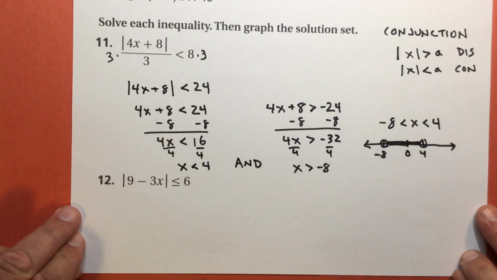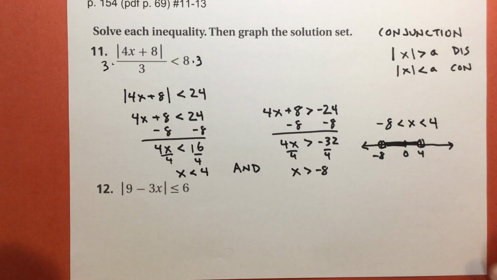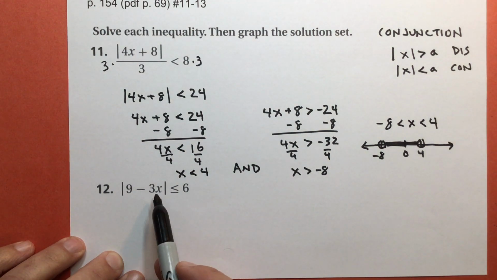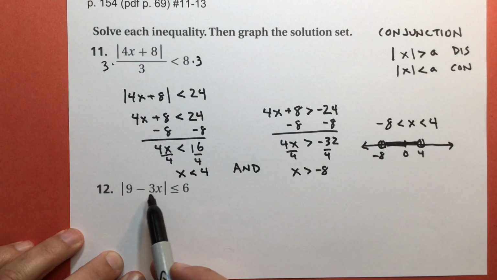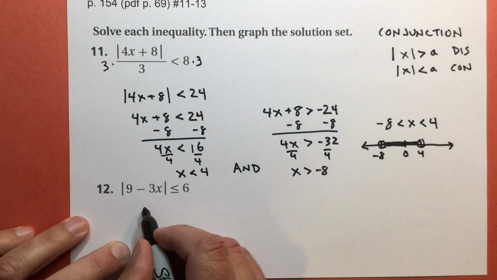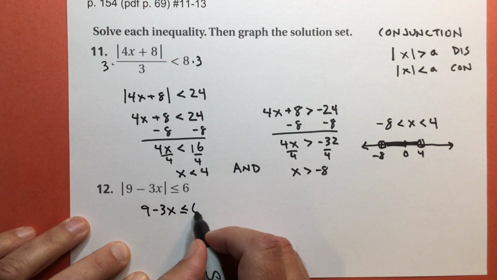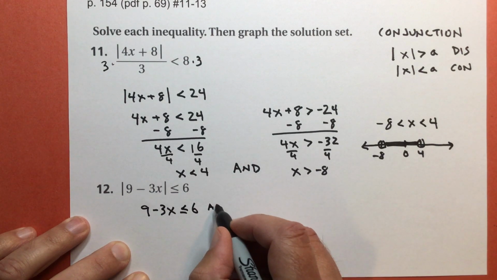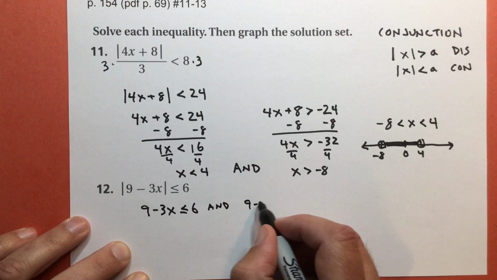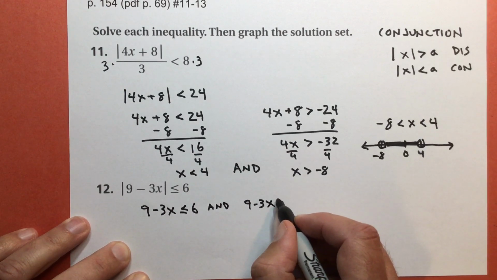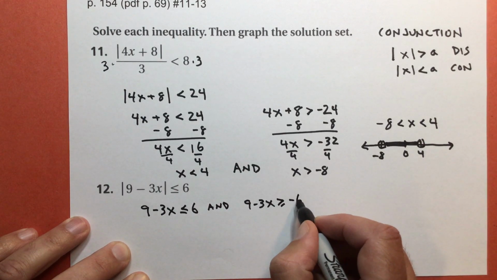All right, I'll scoot that up so you can see it. I know the paper doesn't match up with the iPad video. All right, I don't have to isolate. It's already done for me. There's nothing outside the absolute value bars. So I start by saying 9 subtract 3x is less than or equal to 6, and 9 subtract 3x is greater than or equal to negative 6.